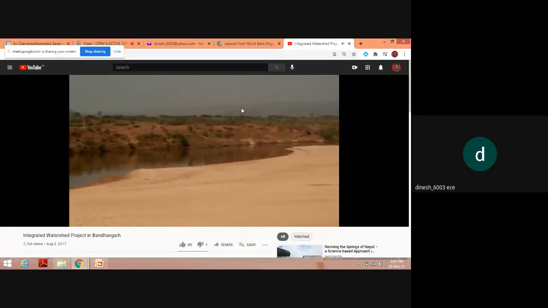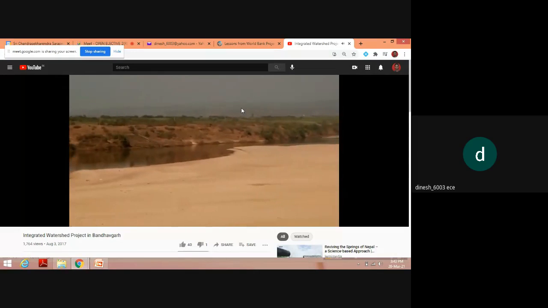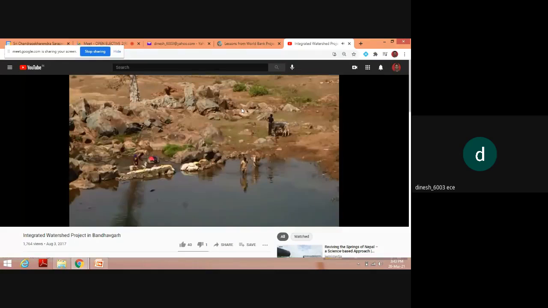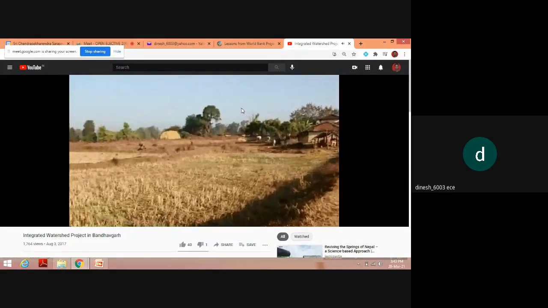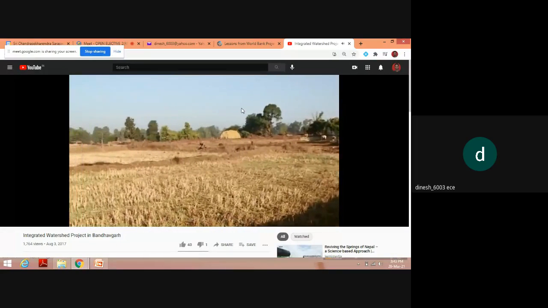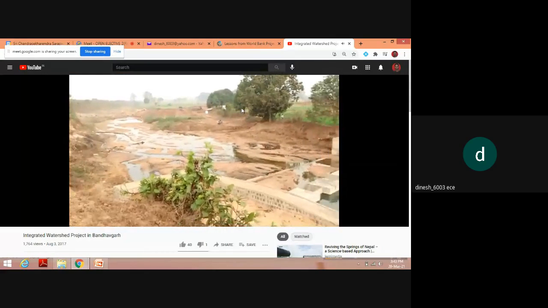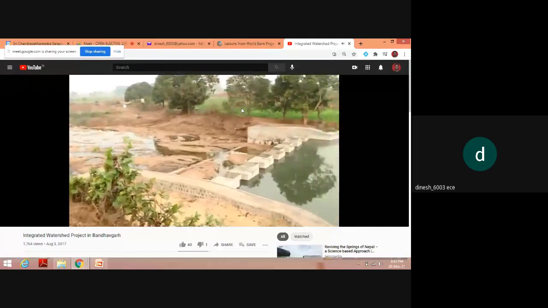With climate change and erratic rainfall patterns, the problem of water scarcity is only increasing. This has had a severe negative impact on rural people as it adversely affects agriculture, the primary occupation of rural communities. This brings us to the importance of watershed management.